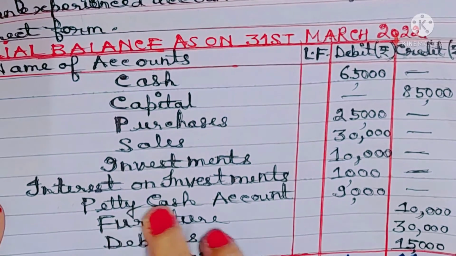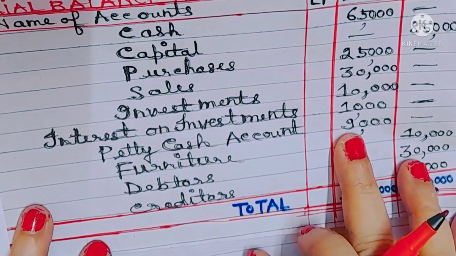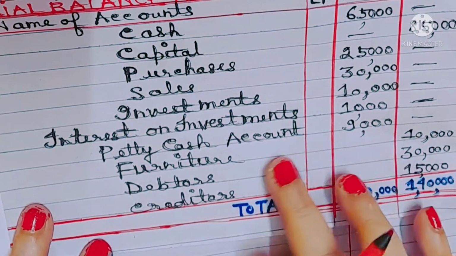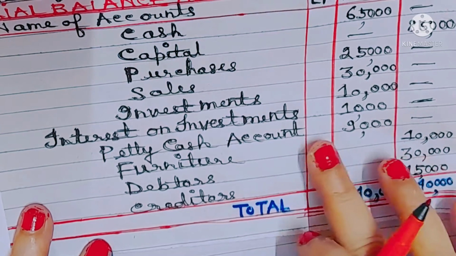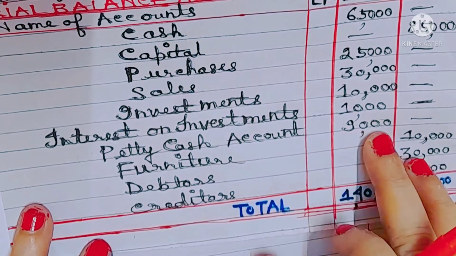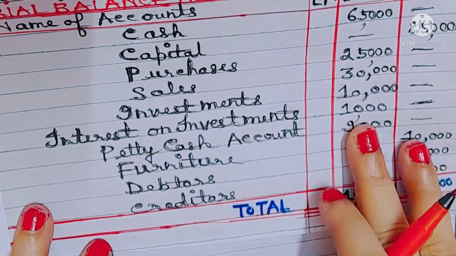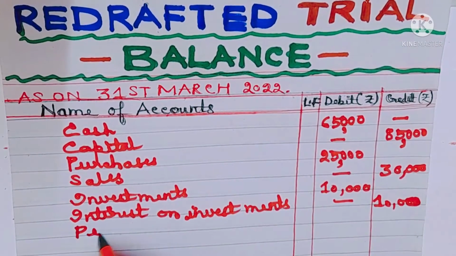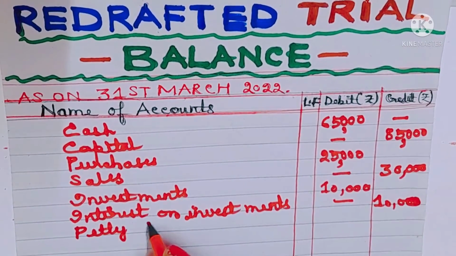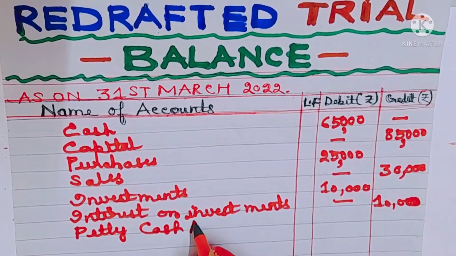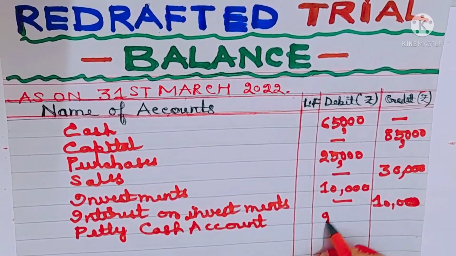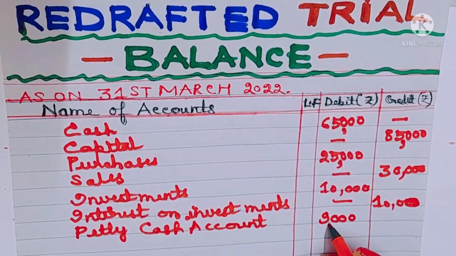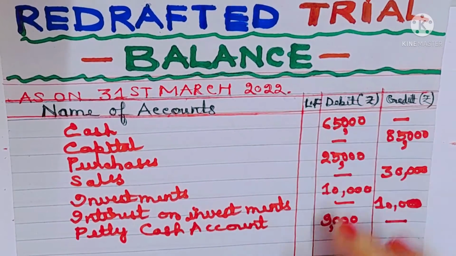The next account is petty cash account. What is petty cash? Petty cash means small amount of money, 9,000. The inexperienced accountant has written correctly in the debit column. So, let's write petty cash account, $9,000. Petty cash account has a debit balance, and that is the reason we have written in the debit column.